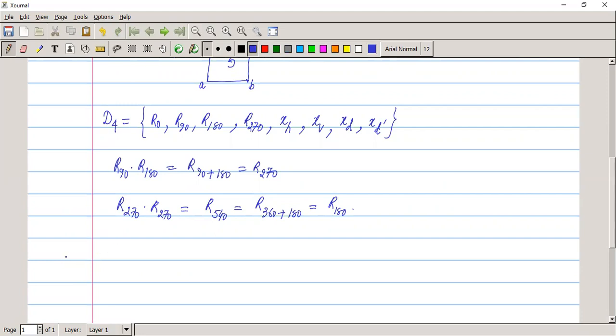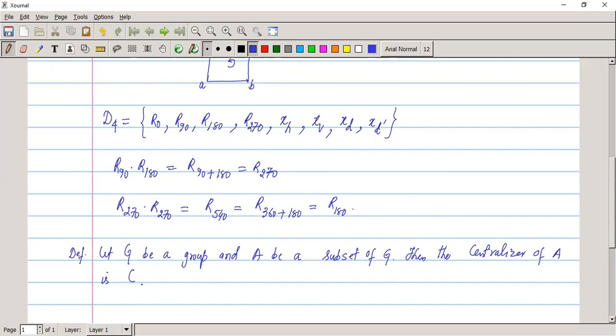Now we proceed towards defining the centralizer of a subset A of G. So this is a definition. Let G be a group and A be a subset of G. Then the centralizer of A, which is denoted by C_G(A), so it is the centralizer of A in G, and this is defined as the set of those elements g of G such that ga is equal to ag for all a belonging to A.